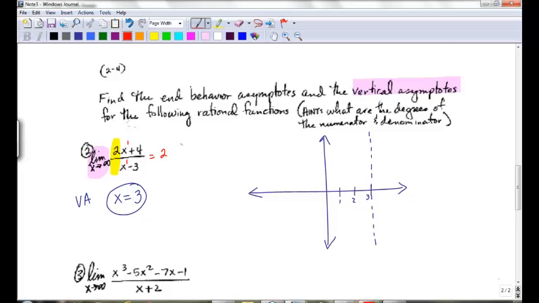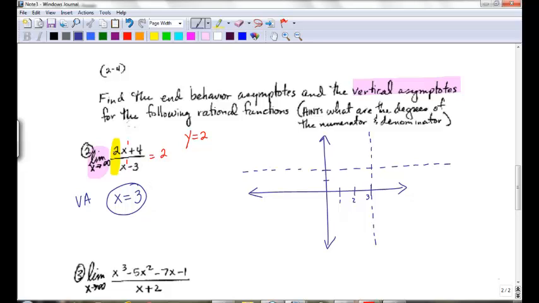Now we're taking it an extra step. Not only is the limit 2, but y equals 2 is an end behavior asymptote. So graph that also. Sketch that. So our graph should approach those asymptotes.